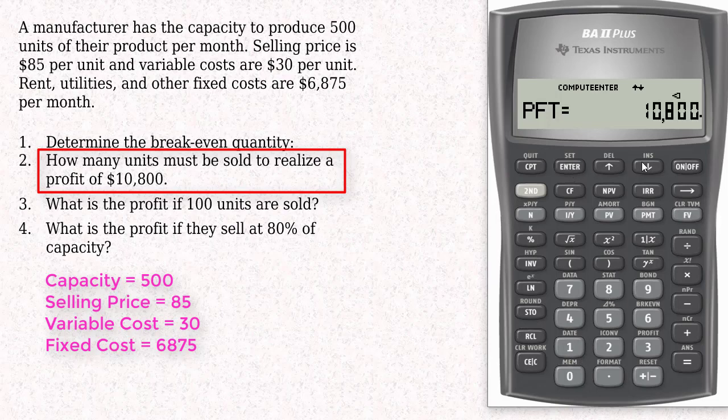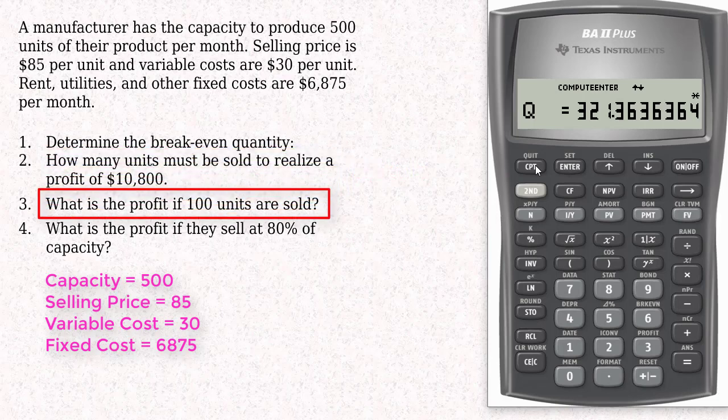So enter, and when we scroll down here and compute, we see that we need about 322 units in order to realize a profit of 10,800. 322 because we need to round up to the next integer. 321 will not be enough to make that profit.